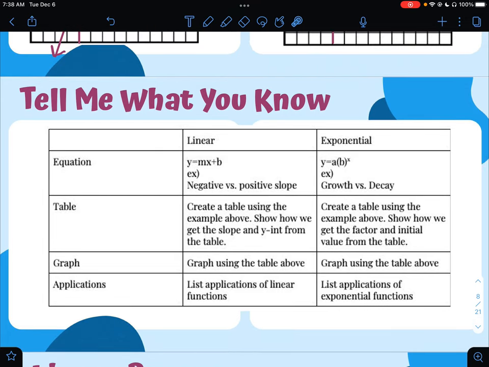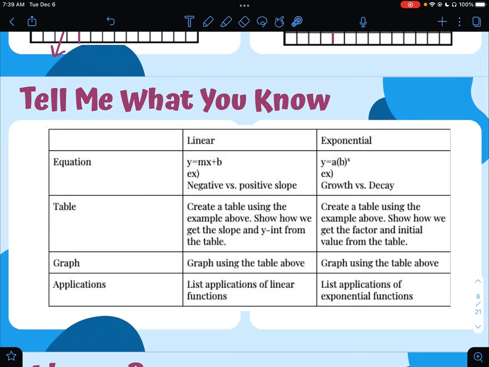So, just a quick recap. We have our linear, negative versus positive. Linear functions can also have slopes that are 0, which we refer to as neutral, or undefined, which would be a vertical line because it's not a function. Using a table, you should see a pattern of addition or subtraction when moving down the table.